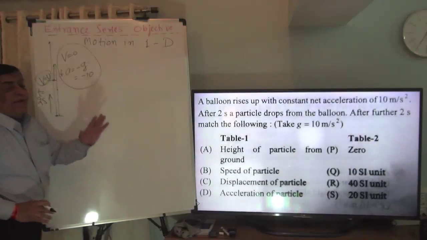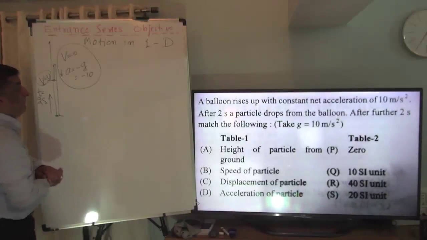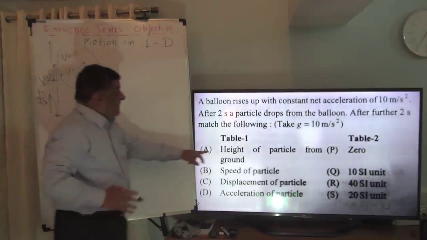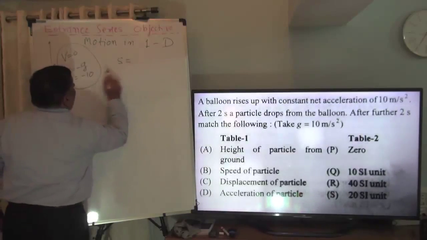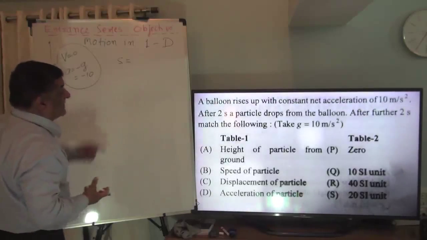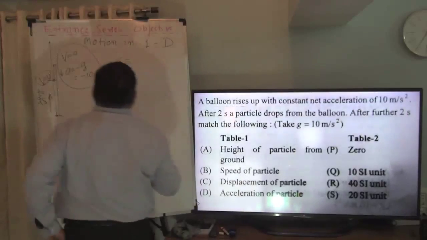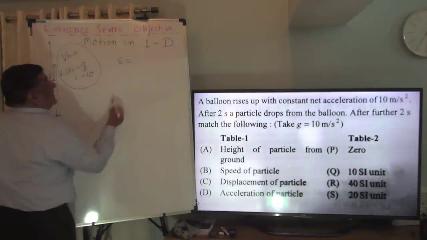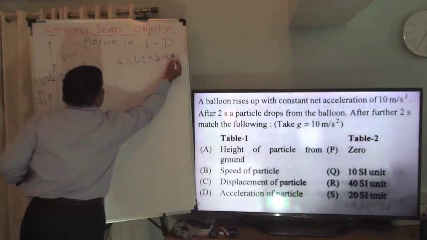So there are so many questions involved in this. Okay. We want to find, how do we think? We have to find out height. Height is what? S. For S, related to what? T or V? The answer is related to T because of the further 2 seconds. So S has an equation related to T, that is S is equal to ut plus half at square.